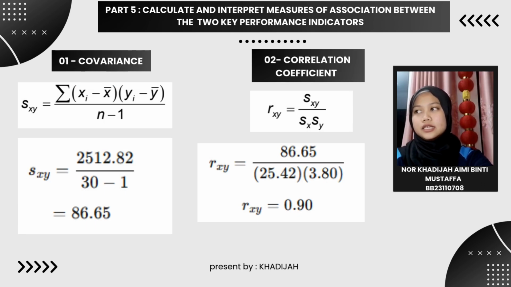Okay, next, this is the answer that we found for covariance and correlation coefficient. We got the covariance as 2512.82 divided by n minus 1, and the final answer for the covariance is 86.65. After we got the covariance, we can easily find the correlation coefficient, which is 86.65 divided by 25.42, the standard deviation for production cost, multiplied by 3.8, the standard deviation for profit margin. So the final answer for the correlation coefficient is 0.9.